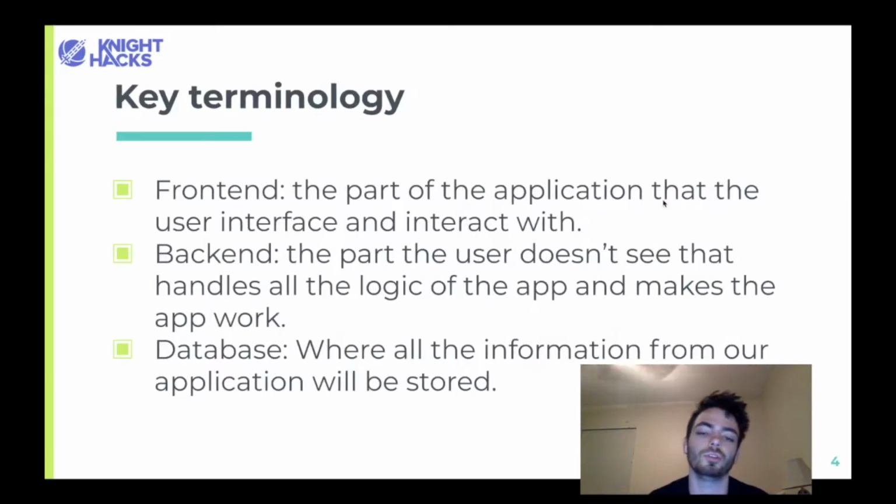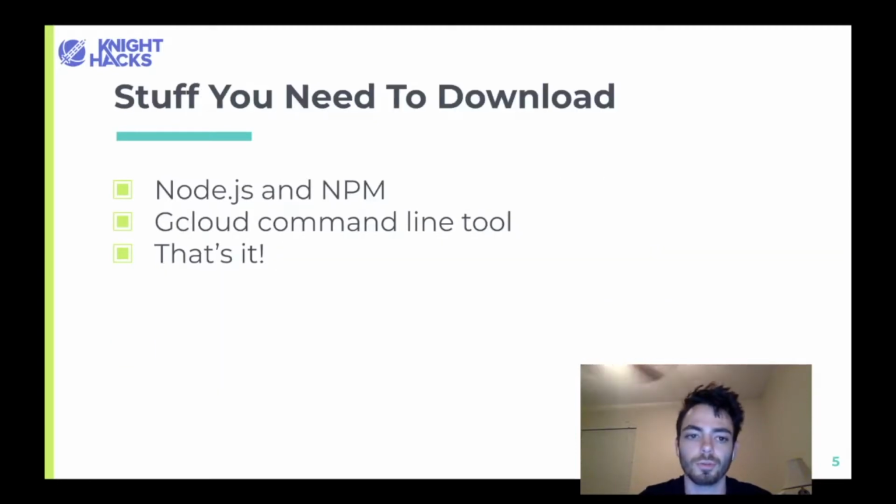Some key terminology: the front end of an application is the part that the user sees and plays with. The backend is the part that actually makes the app work and handles a lot of the different logic. And then the database is where all the information of the application is stored.